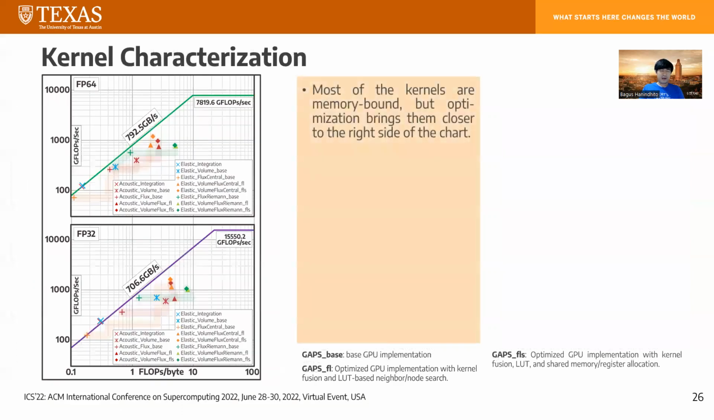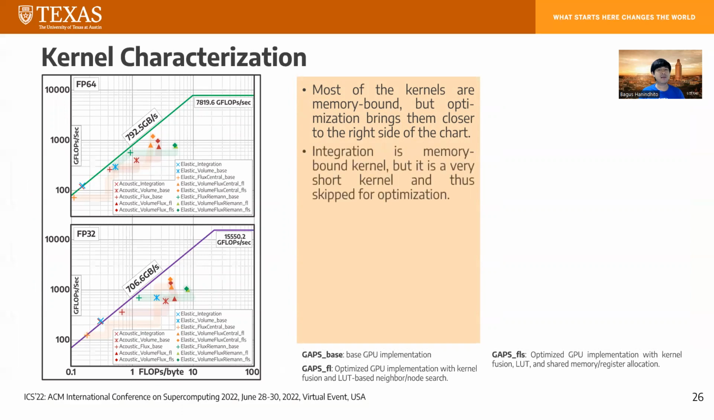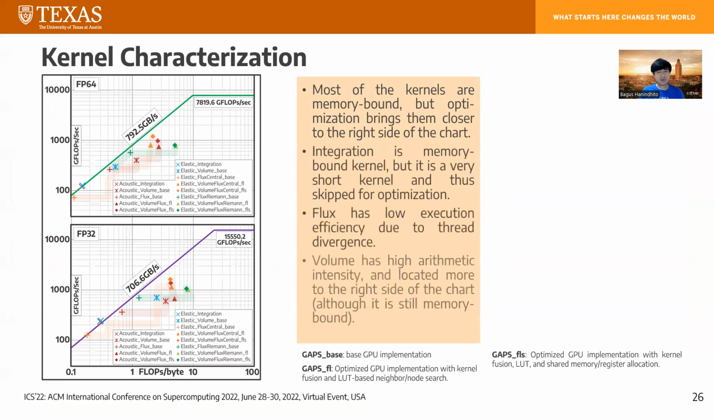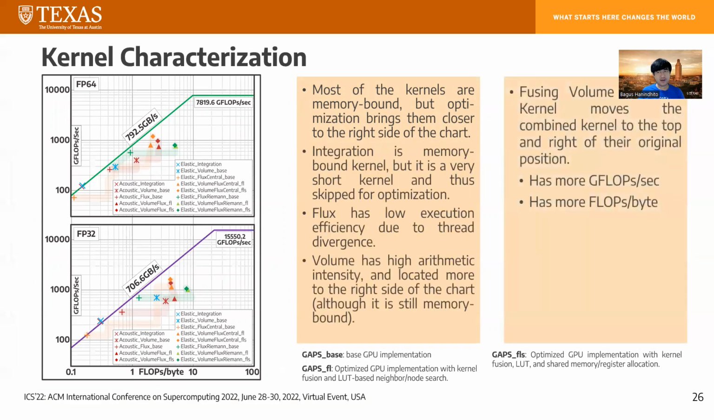We use NVProf to gather memory transactions and create this offline chart. So most of the kernels are memory bound, and by fusing volume and flux kernels, we move the combined kernel to the top and right of their original positions, which means that it has more gigaflops per second and it has more flops per byte, which is good.